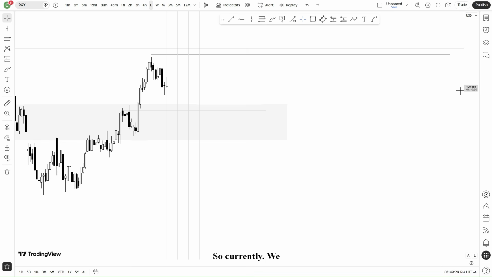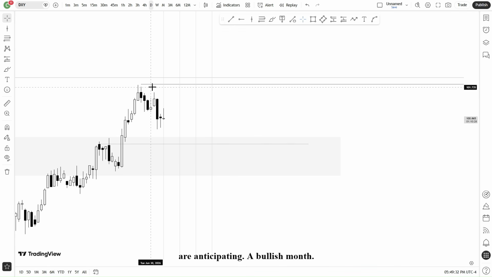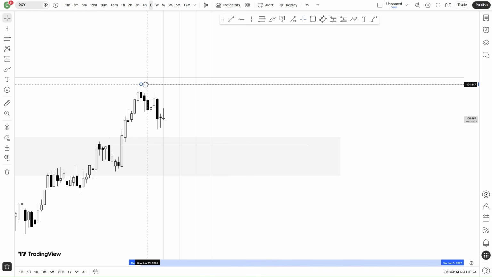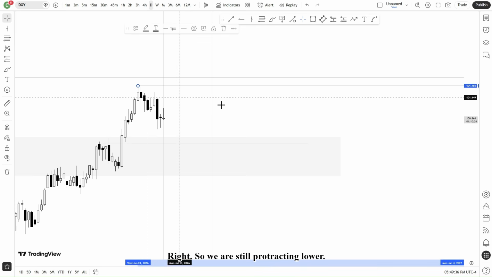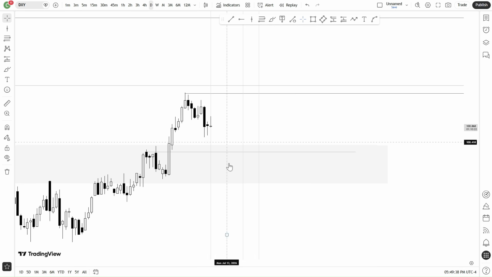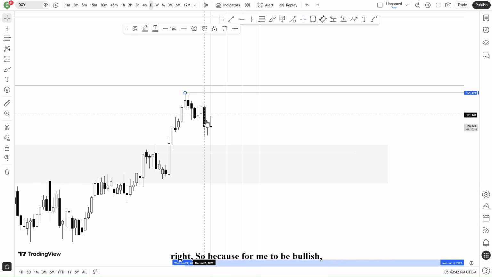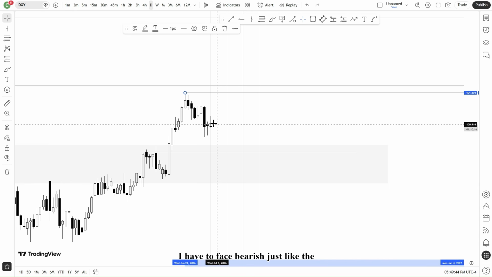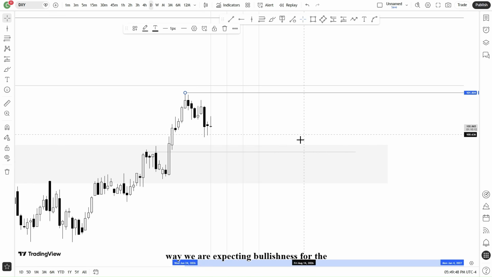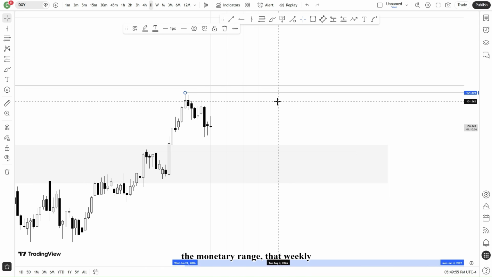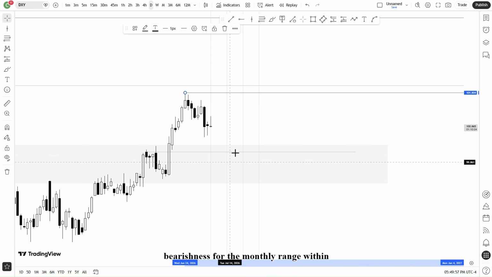So currently we are anticipating a bullish month, right? So we are still protracting lower for the monthly, right? Because for me to be bullish, I have to be first bearish, just like the way we are anticipating bullishness for the quarterly range. That's monthly bullishness for the quarterly range. Now we're still anticipating bearishness for the monthly range. That's weekly bearishness for the monthly range within the first quarter of the monthly.